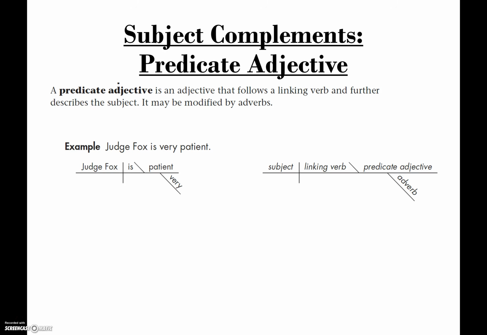Now, you might also have a subject complement that is a predicate adjective, meaning that it's still going to be in the predicate, the second part of the sentence after the verb, but it's going to be an adjective instead of a noun this time. So it's going to further describe the subject following the linking verb. It's also worthy of note that sometimes you're going to have adverbs that do modify these predicate adjectives in the complement. If we look at the first example, Judge Fox is very patient.